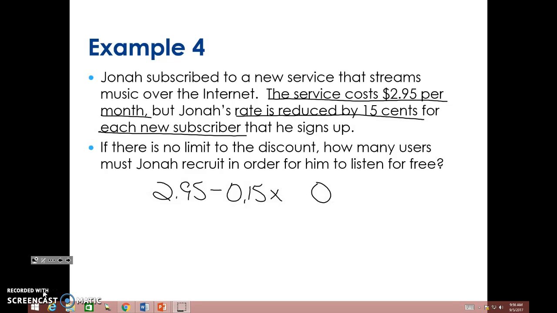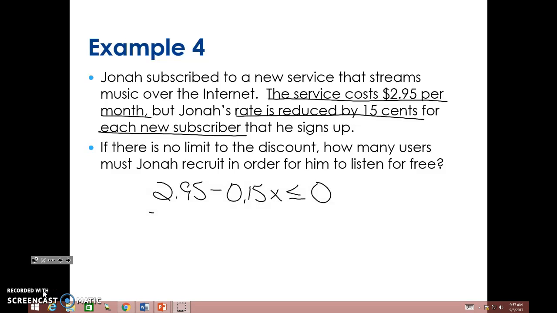So if he doesn't want to pay anything to listen to the music, then we're looking for the number of subscribers here. Do we want this amount of money over here to be greater than 0 or less than 0 in order for him to be able to listen to music for free? Less than. So we want this to be less than or equal to 0. So we want whatever his price is to be less than or equal to 0 in order for him to listen to music for free.